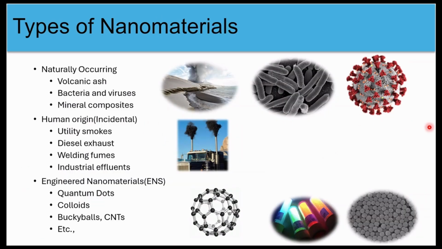On this slide, we categorize various sources of nanomaterial. First, we have naturally occurring examples such as volcanic ash, bacteria and viruses. Bacteria are, you can say, natural nanorobots, and then viruses and mineral composites.